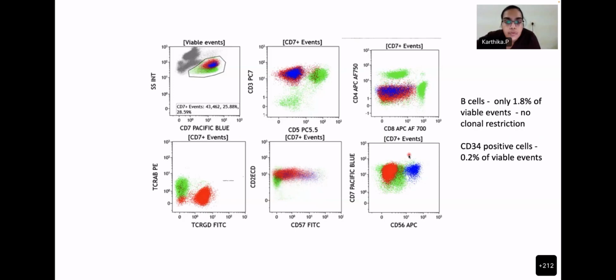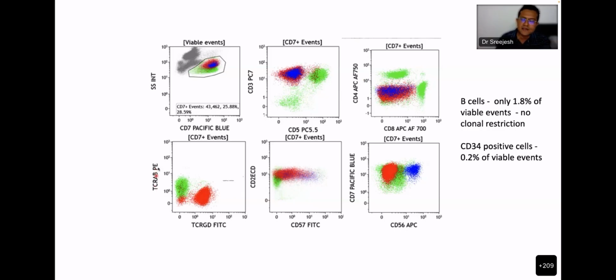Then CD5 is positive, CD3 negative. You just focus on these red cells. These green cells are divided between CD4 and CD8. But what about this red population? CD5 is negative and CD3 is positive. For CD4 and CD8, the red population is negative. These are the positive cells. CD4 and CD8 are negative.